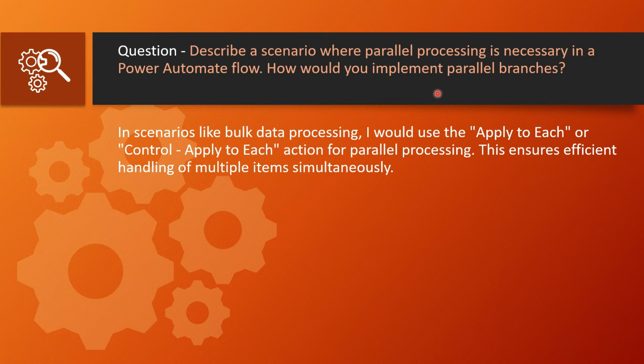In case bulk data processing is required, we can use the Apply to each control action for parallel processing. It will handle multiple items simultaneously, so you don't need to bother processing the items one by one. In a parallel way, you can process multiple items in one go.